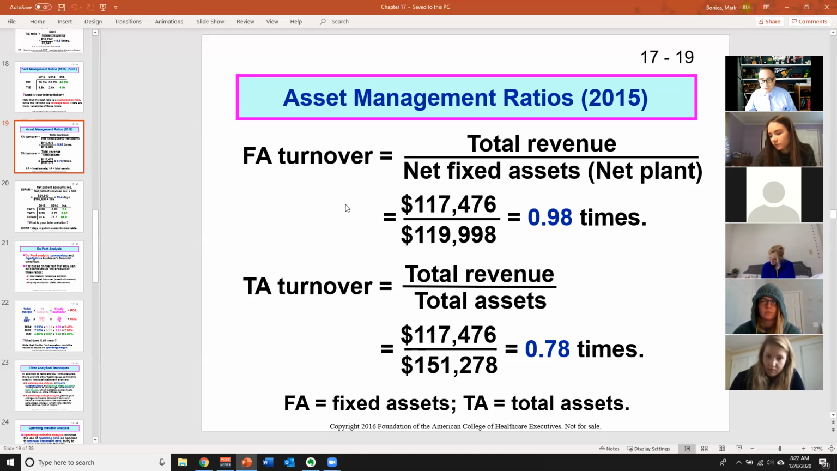fixed asset turnover, takes all of the revenues that the organization earns and divides it by net fixed assets. So net fixed assets is net property, plant, and equipment, right? At least that's the way we've framed it. So what we're doing is we're dividing all the revenues that the organization brings in by the amount of physical stuff that the organization has.